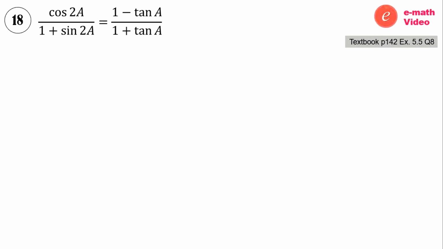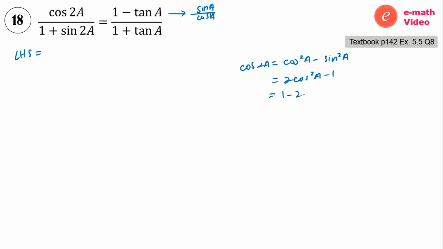Number 18. Wow, very complicated, huh? But don't worry. On the right hand side, we have tangent. So meaning later we will have a sine A over cos A here. Okay? Then we start from the left hand side. Cos 2A, we have 3 formulas. Let me write it for you. Cos 2A equals cos square A minus sine square A, equals 2 cos square A minus 1, equals 1 minus 2 sine square A. Okay, because later on top we will need both sine and cos, so I will choose the first formula.